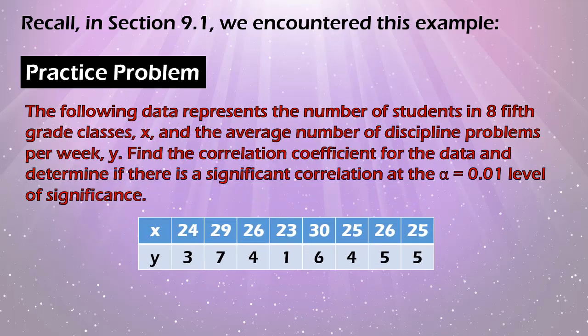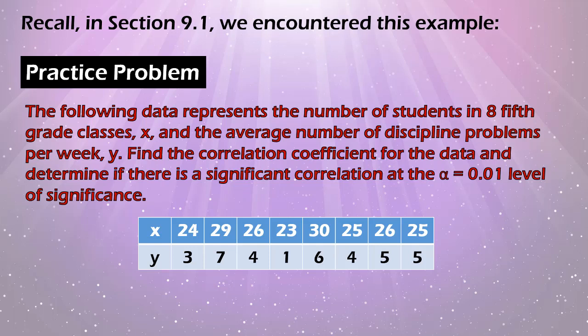When there were 24 children in the classroom, there were 3 discipline problems that week. With a classroom of 29 students, there were 7 discipline problems per week. When there were 26 students in the classroom, 4 discipline problems. 23 students, there was 1. 30 students, there were 6. With 25 students, there were 4 problems. With 26 students, there were 5 problems. And with 25 students, there were 5 problems.